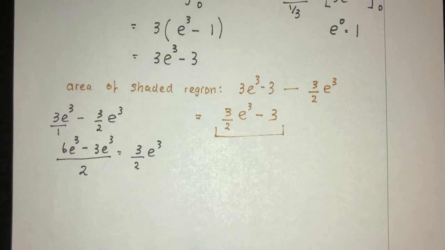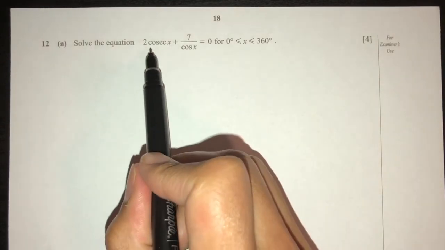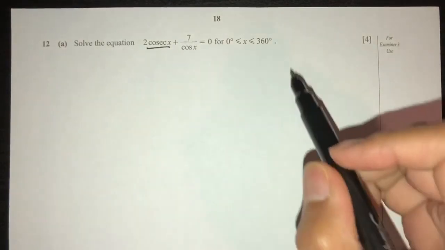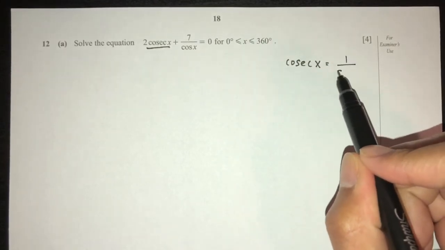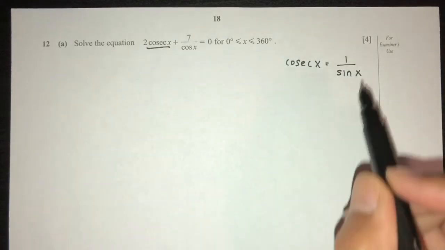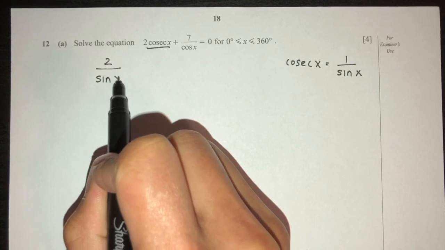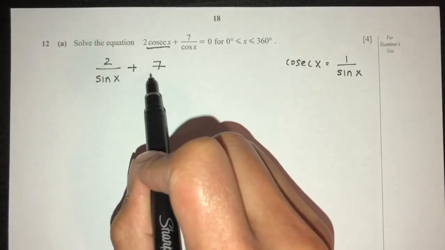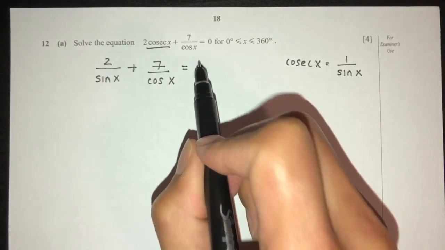Now let's move on to question number 12. We have to solve the equation 2 cosec x plus 7 over cos x equal to 0. The first thing we realize is that here we have cosec x, so let's simplify that. We know that cosec x is equal to 1 over sin x. Placing this back in the main equation, you will have 2 over sin x plus 7 over cos x equal to 0.